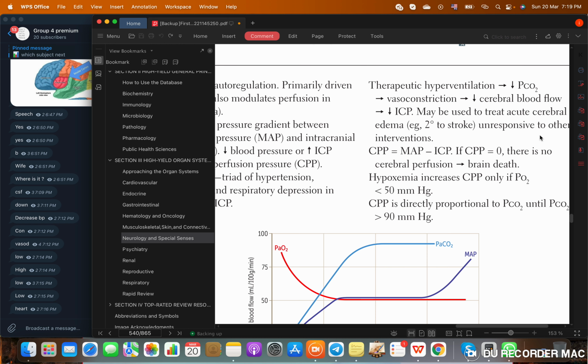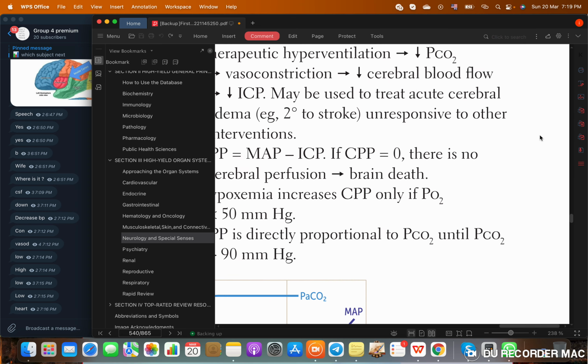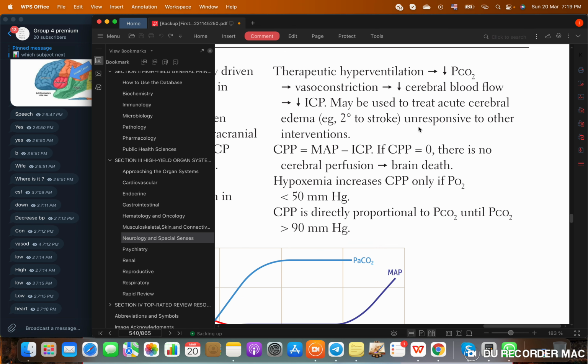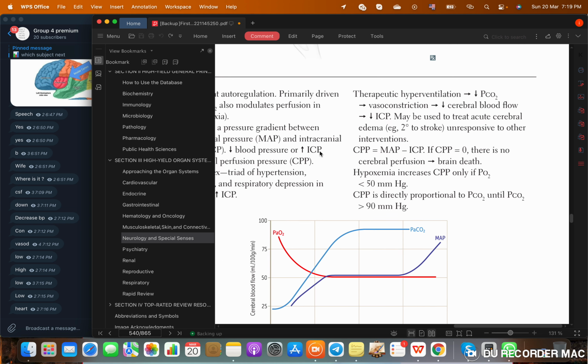The next thing they write about here is as follows. The CPP, which is how much perfusion we have to our brain, is equal to the MAP minus the ICP, mean arterial pressure minus intracranial pressure. If the CPP is equal to 0, that means there is 0 perfusion. That means your patient is dead. Well, it's actually really bad. Guys, you remember the EEG?